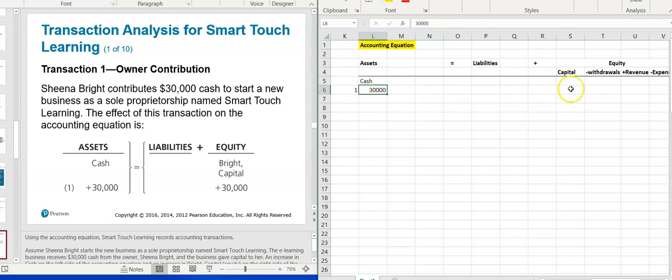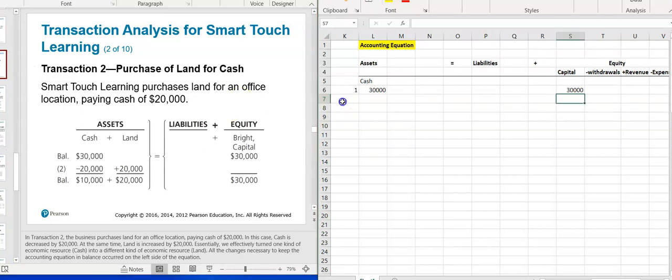Now she contributed it, so you're going to come over here under capital and you're going to have $30,000 here. So now I've got $30,000 on the asset side and $30,000 on the liability and equity side. So it balances out around the equal sign. Okay. Let's see what she did next. We're just going to go through these one by one.